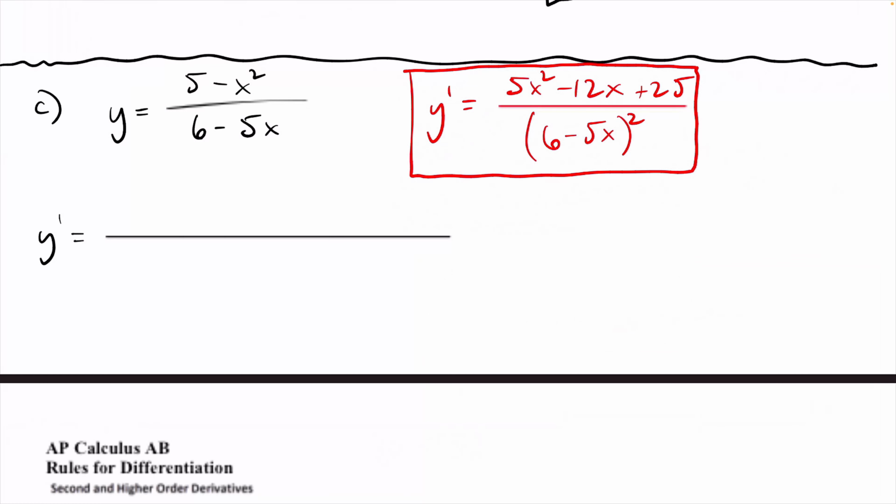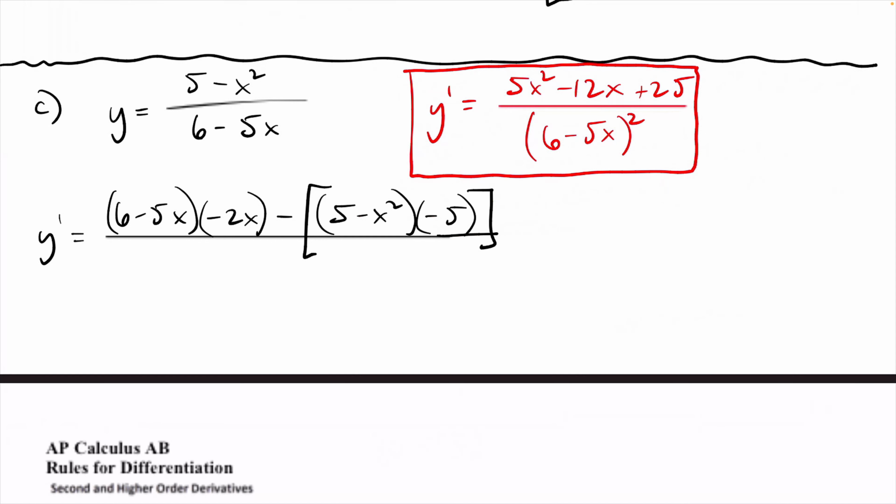Okay. So we got to find the derivative. So low times the derivative of the high, which is negative 2x, minus high times the derivative of the low, which is negative 5, over low squared. Okay. Calculus is done. Did the rule. Now you just got to make it look like that guy over there.